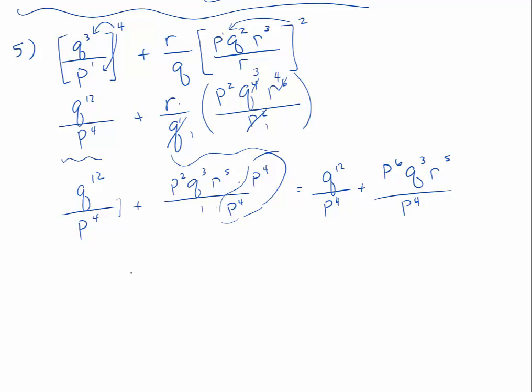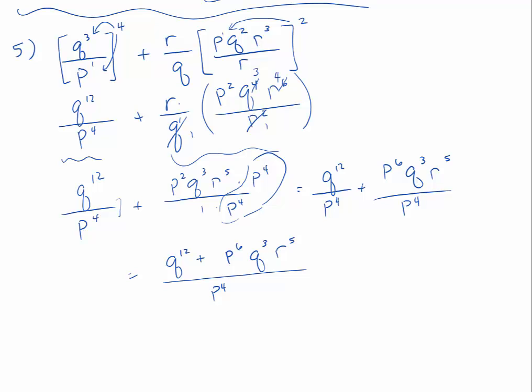And then now that I have a common denominator, I can simplify it and just combine it over the common denominator. So I would have q to the 12th plus p to the 6th q cubed r to the 5th all over the p to the 4th common denominator. And honestly, that's the final answer. That's correct, right? However, if you look at the back of the book, and honestly, since the back of the study guide is doing it, I hesitate to say that the test won't do this. So I'm going to show you what happened.